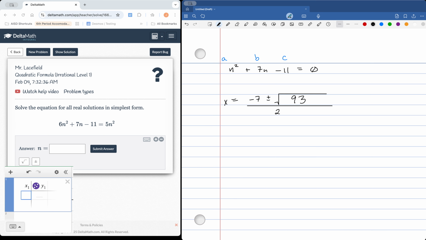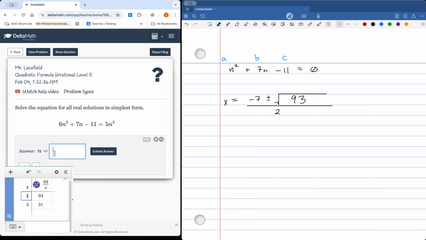So we'll just make a quick table, this is 93 divided by x. We'll go 1, 2, 3 and 31. And that looks like it's it. It was just two sets of factors that we have, 1 and 93 and 3 and 31. 3 and 31 are both prime numbers, so this is as simple as it will actually get. So create a fraction bar, negative 7 plus or minus the square root of 93 over 2.